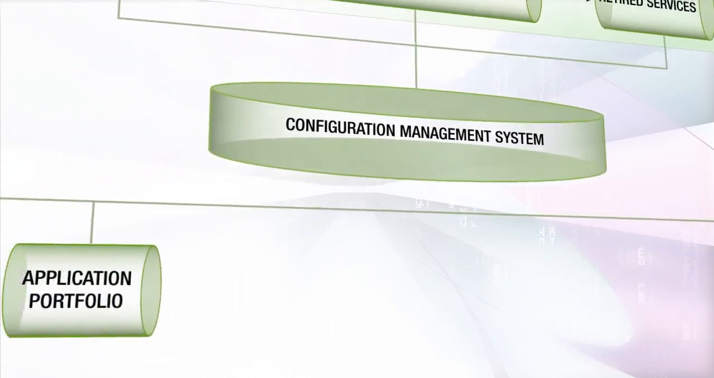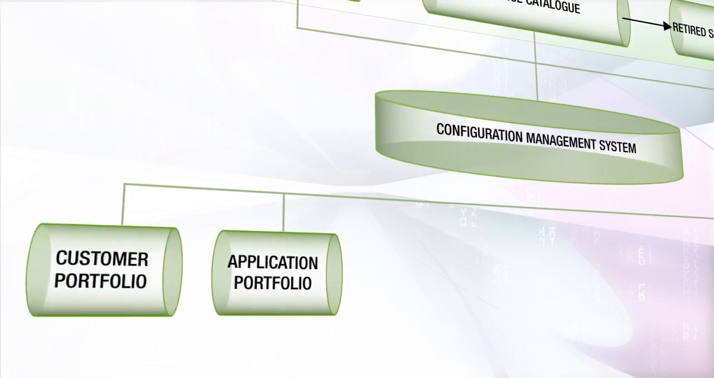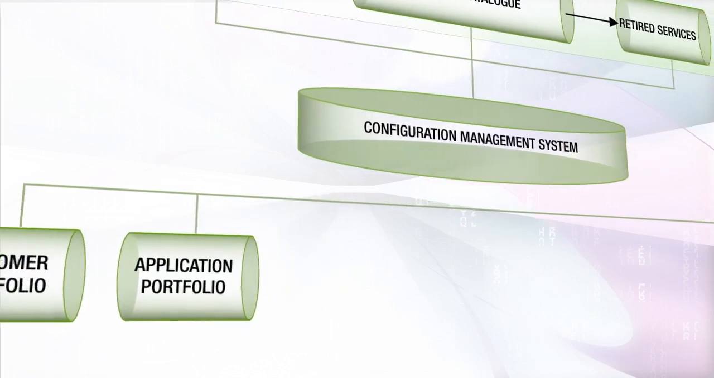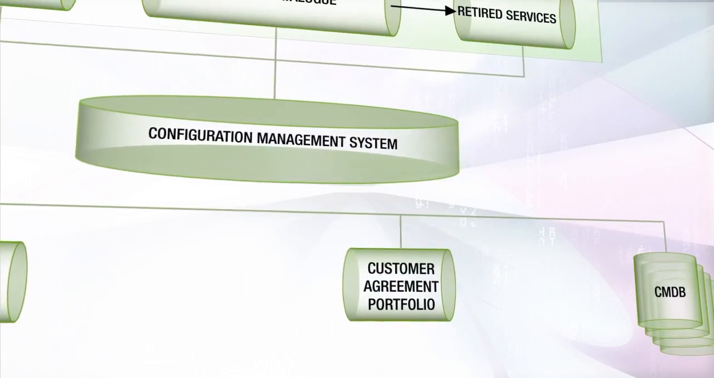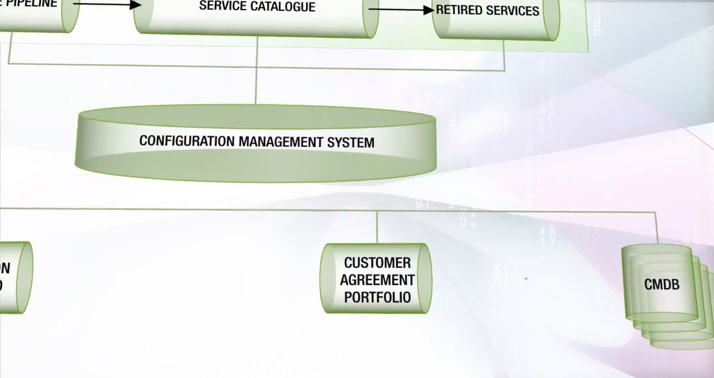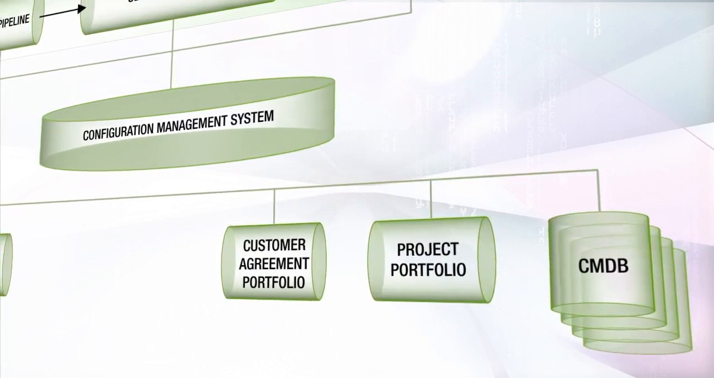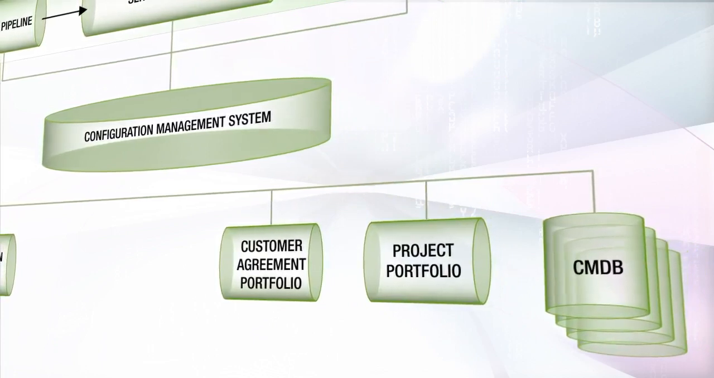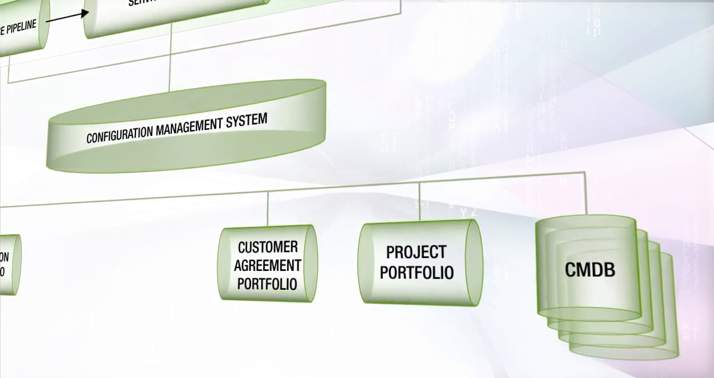The Application Portfolio, which is a database used to manage applications throughout their lifecycle. The Customer Portfolio is a database used to record all customers of the IT service provider. The Customer Agreement Portfolio is a database used to manage service contracts or agreements between an IT service provider and its customers. The Project Portfolio is a database or structured document used to manage projects that have been chartered. A charter is a document authorizing the project and stating its scope, terms, and references.